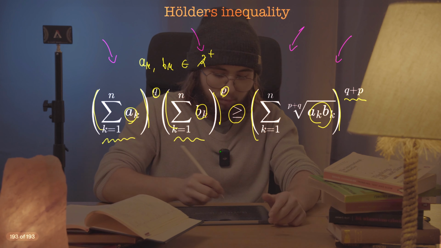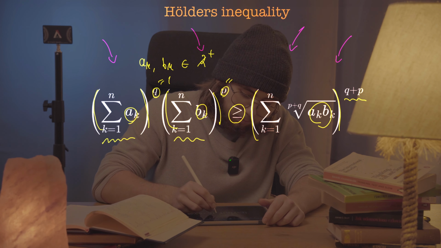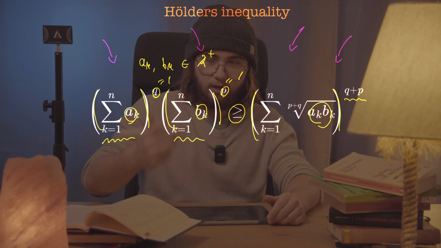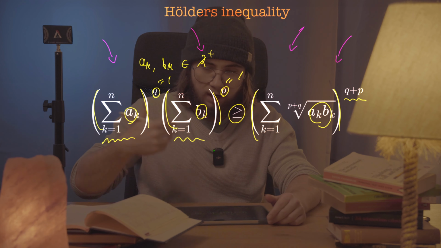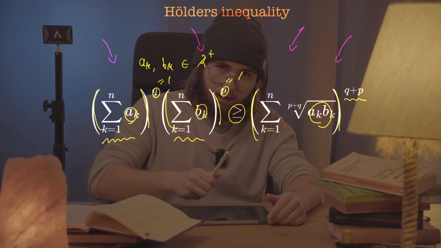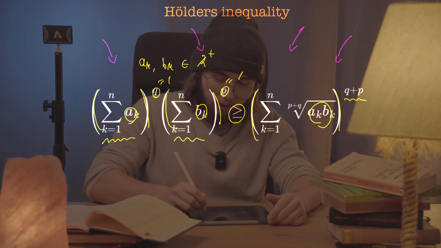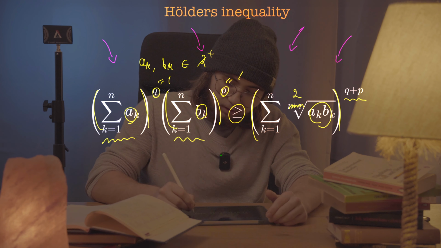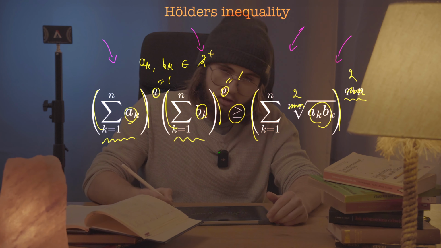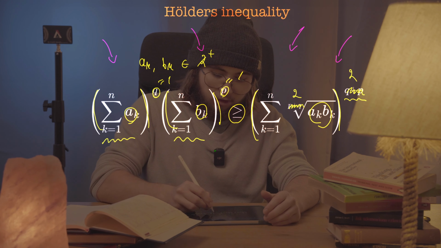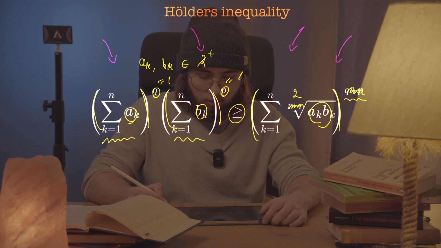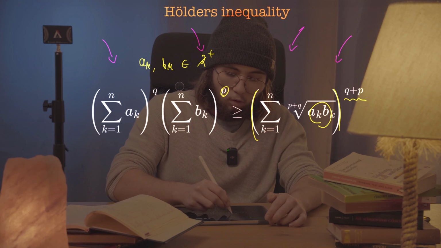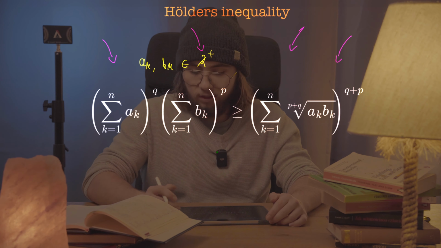If you were to plug in q equal to 1 and p equal to 1, you will get that the product of sums of two sequences is greater than or equal to this sum of the square roots of respective terms, because this p plus q root is going to be just the square root, and this q plus p here is going to become just a 2, so we're going to be squaring this entire sum right over here. And you could actually generalize it to an even greater number of sequences.